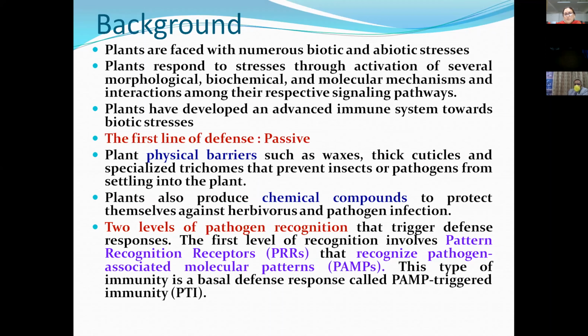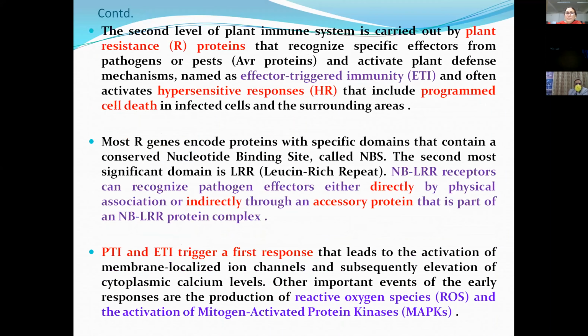There are two levels of pathogen recognition. We call the first PAMP, pathogen associated molecular patterns. The second level of the immune system, to which the plant responds, is based on resistance genes, or proteins, which recognize AVR proteins, because they can trigger effector triggered immunity thereafter. And hypersensitive responses, as well as programmed cell death, are the responses going on in the plant system, warding off the pathogens against their infection.